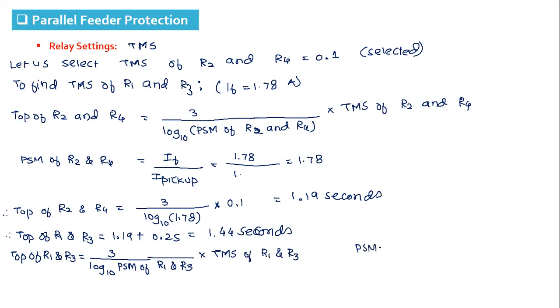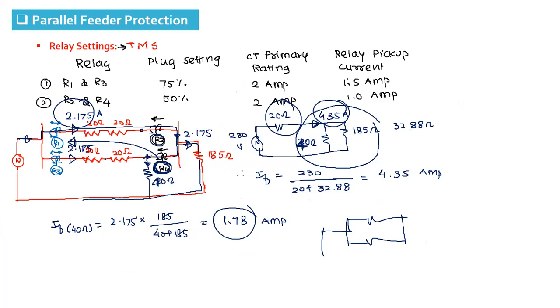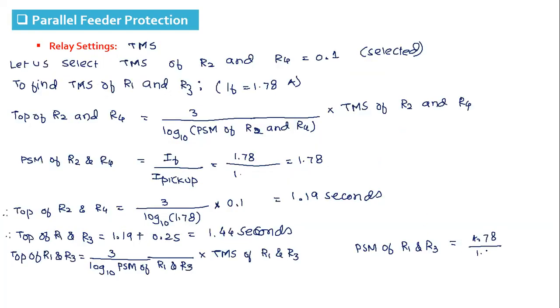PSM of R1 and R3 we can calculate as IF by I pickup. So same fault current 1.78 ampere, and pickup of R1 and R3 is 1.5 ampere. Here we have noted it down. So this comes as 1.78 by 1.5. That is 1.186. You substitute that here. TOP of R1 and R3 is known to us. So this is known. This is known.